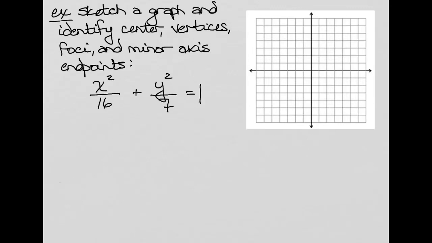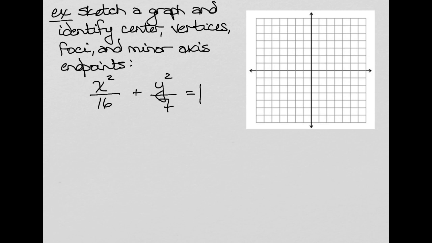We have the equation of an ellipse, and I want to sketch a graph and find all the important parts. I can tell that it's an ellipse because x and y are both squared. The two terms are added, and I have my equals 1 over here. So this is a standard equation of an ellipse.